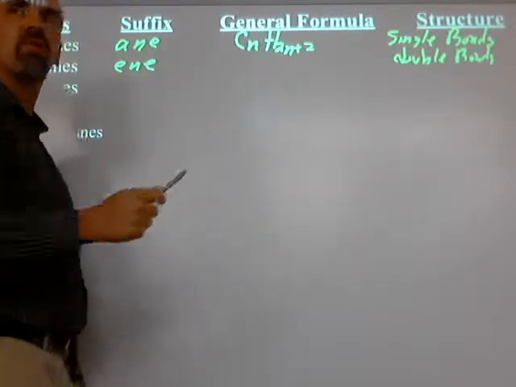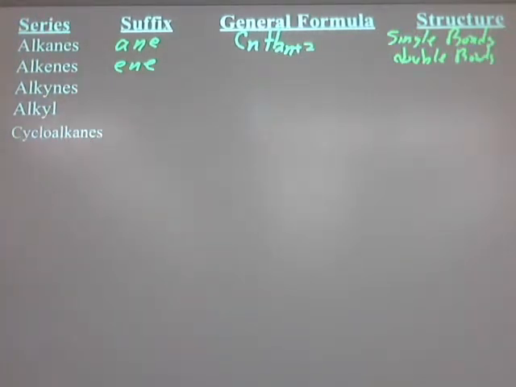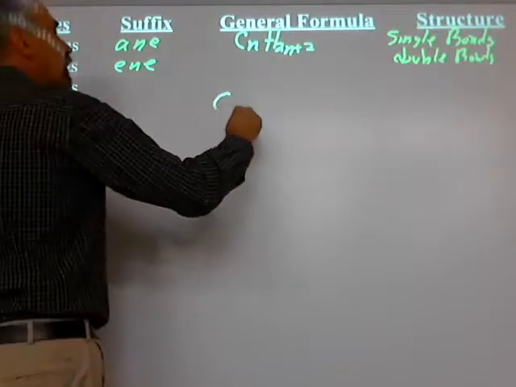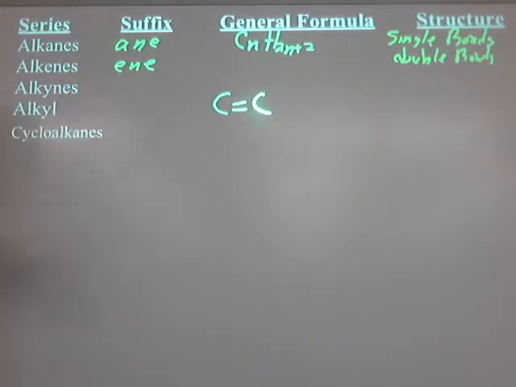Now, can you tell me what the formula would be for this? Let's take a look. What's the smallest alkene I could have? Methane? Can I have methane? No, why not? Because I have to have at least, bare minimum, 2 carbons that have a double bond, right? You're not drawing this, just watch.